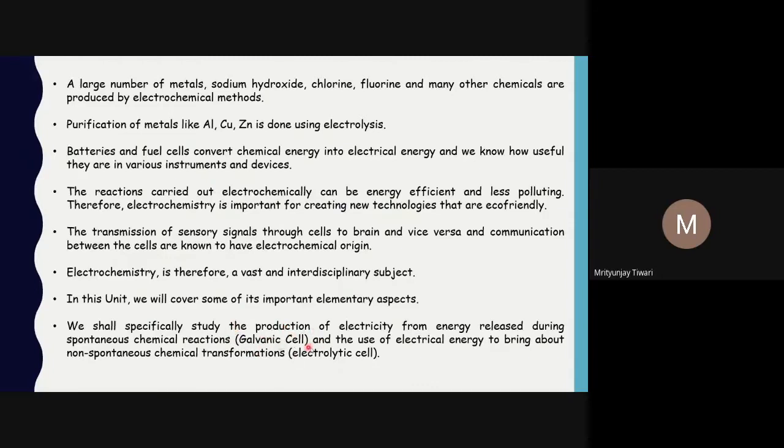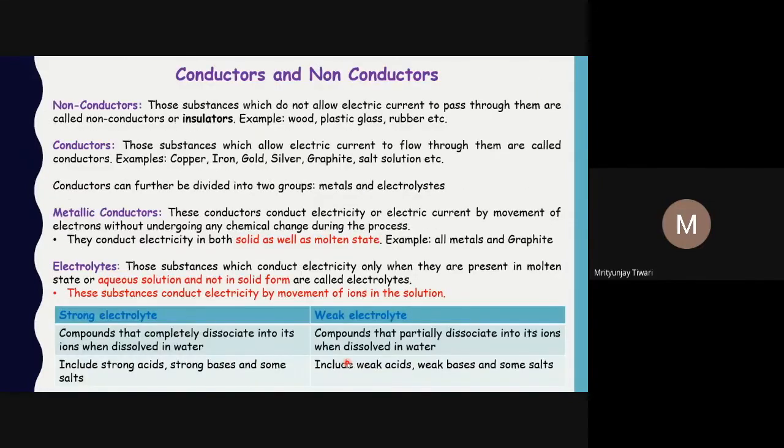We will study what is a galvanic cell, and the use of electrical energy to bring about non-spontaneous chemical transformations, and that is what happens inside an electrolytic cell. So spontaneous chemical reactions produce energy, that is the part of the galvanic cell, and it happens inside the galvanic cell. The use of electrical energy to make non-spontaneous chemical transformations happen is what we study in the electrolytic cell. So it means the electrolytic cell provides electrical energy to make certain non-spontaneous reactions happen.